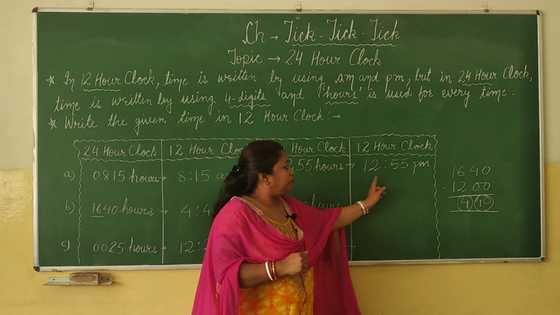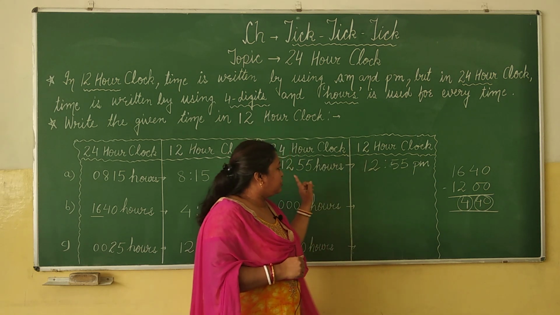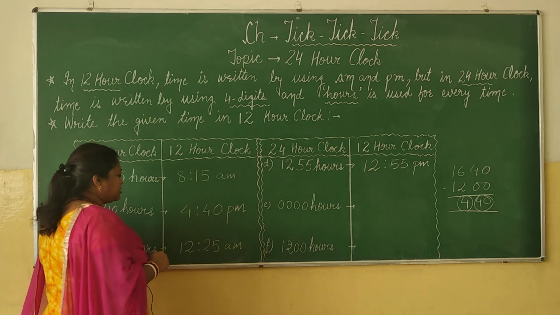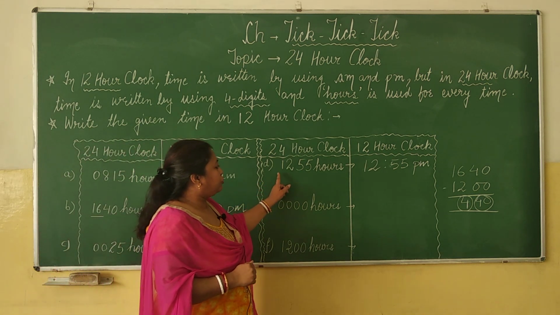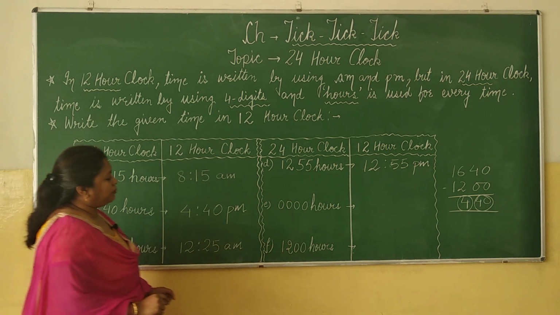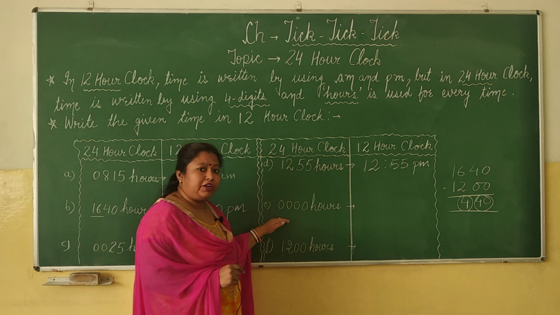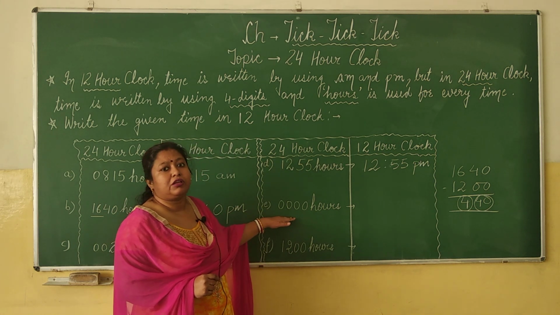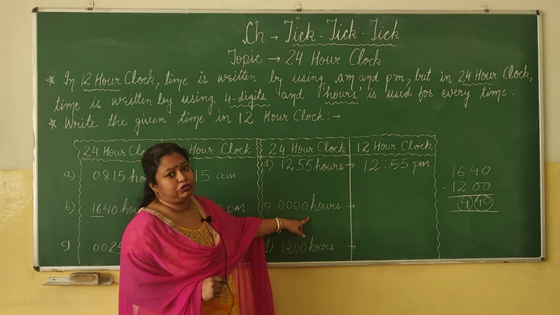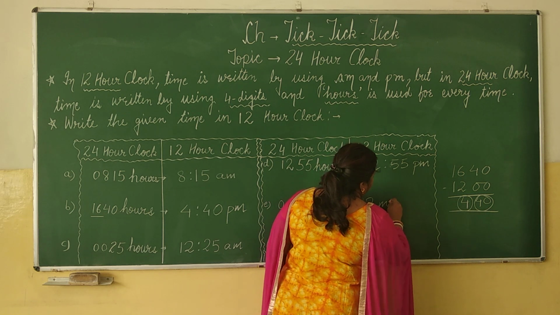So we have written 12:55 PM. So this is also an exception. So please remember these exceptions. In case of 12 and 0, we have to follow these exceptions. Okay. Now comes 0000 hours. You already know this denotes 12 midnight. So when we change from 0000 hours, we will simply write 12 midnight.